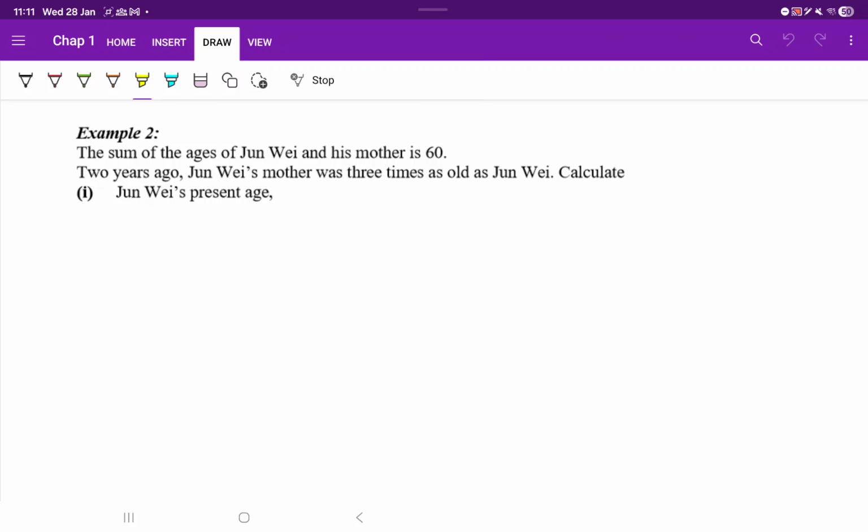Okay, so we start with reading the question. Sum, which means addition. Junwei and mother, so we know that the answer is going to be 60. Then now it says 2 years ago. 2 years ago, they are both younger, right? Okay, they are both going to be younger. Then we know that Junwei's mother was 3 times as old as Junwei. Okay, so calculate the present age.